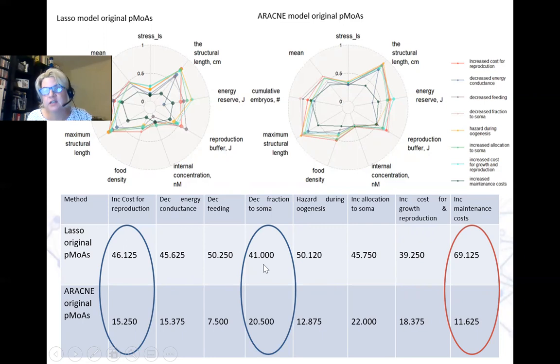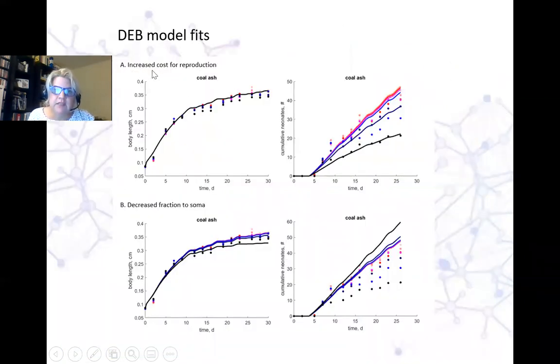So we're looking at two potential physiological modes of action. When those are modeled for the DEB, you see here we have the increased cost for reproduction and the decreased fraction to soma. You can see that the increased cost for reproduction does a great job with the data, much better probably than the decreased fraction to soma. So we're thinking this one might be the dominant physiological mode of action here.